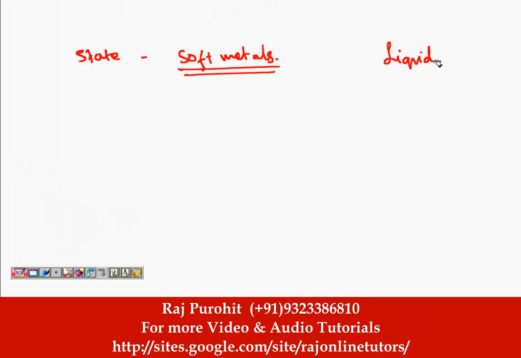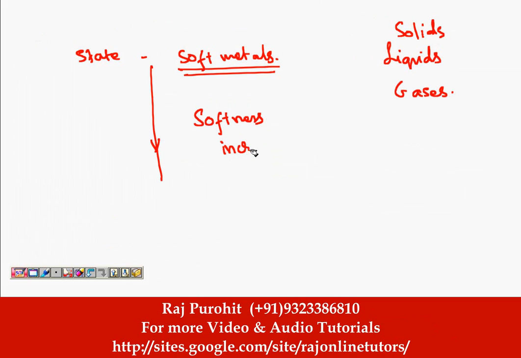Now we'll talk about the physical states. Group 1 elements will be soft metals, while Group 7 elements are going to be solids, liquids, or gases. Okay. Now as you are coming down the group, I'll just talk about the physical state also. The softness is increasing. Increase in density also. Okay, the softness is increasing.